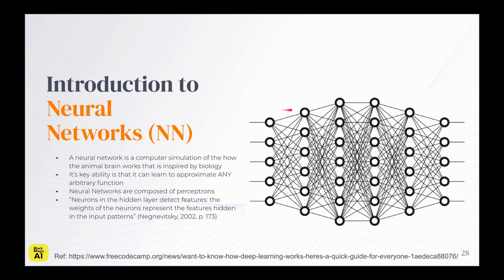If you look at the diagram on the right here, this is a high-level schematic of a neural network. Each circle represents a neuron, but in our computer simulation of a neural network, we're going to call these perceptrons. On the left-hand side, we see a column of these perceptrons, or neurons, and that's the input layer. And then if we look all the way on the right side, we see another column, and this will be called the output layer. Now, everything in between, we will call a hidden layer. Neurons in the hidden layer detect features, and these lines represent the weights between the connections of the different perceptrons. The weights between the neurons in this network represent the features hidden in the input patterns.